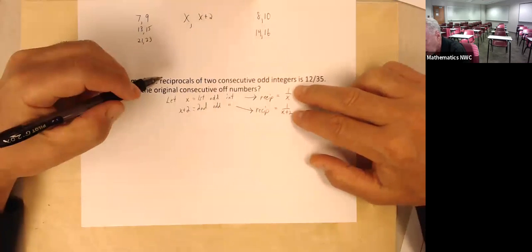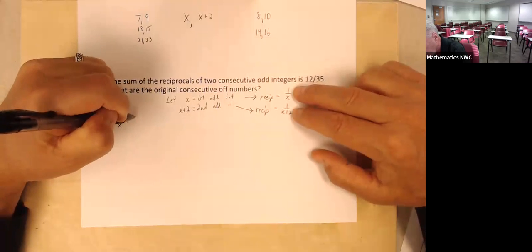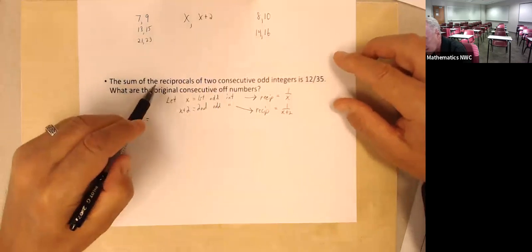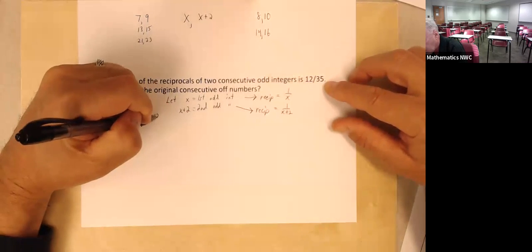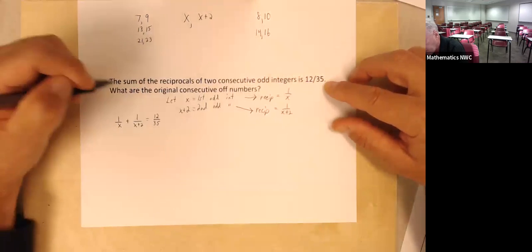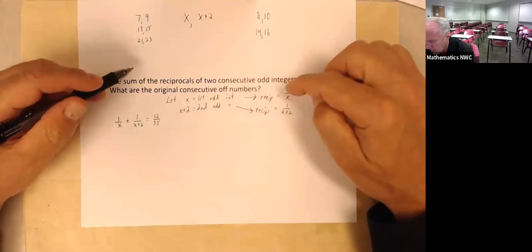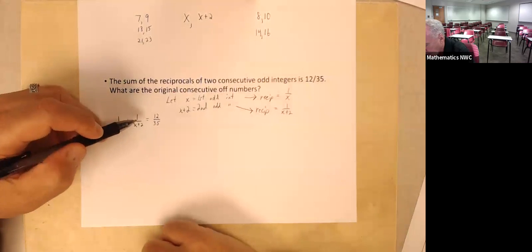So here's my equation now. I got to add those two together. And what does that sum equal? The sum is 12 over 35. That's my equation. That's maybe the hardest part, is to get from all this information to this equation. I've got a lot of fractions.